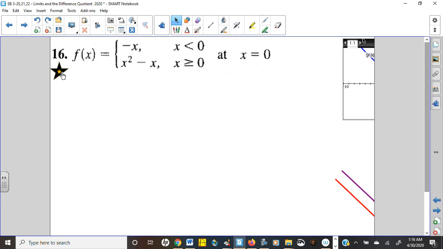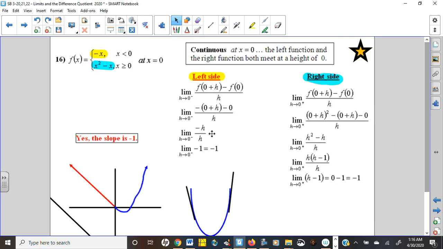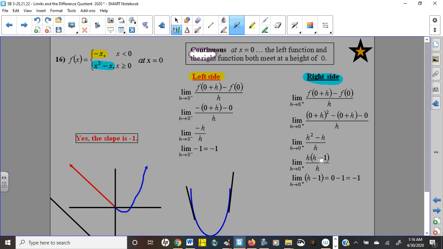Hopefully that makes sense. Here's the work for that. Exactly what I just showed pretty much, but we can see the tangent slopes agreeing. But remember, always check for continuity first. It's the easier thing to check.